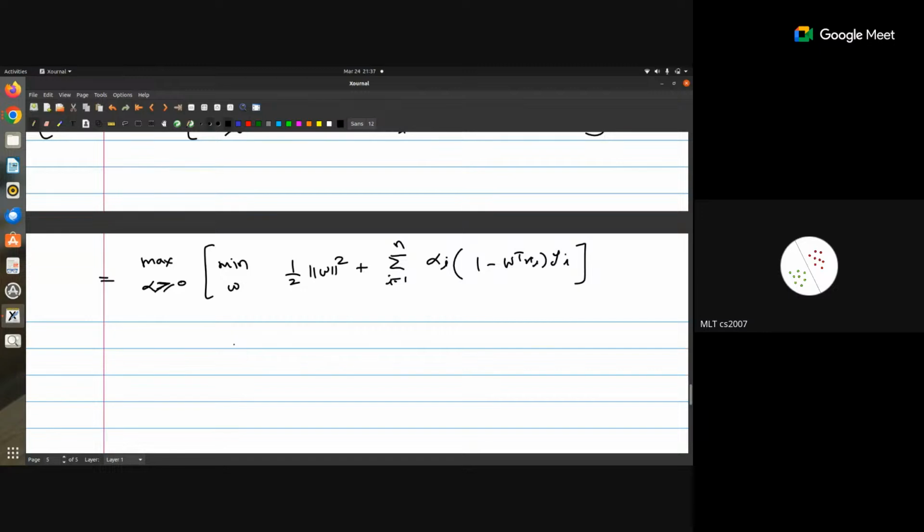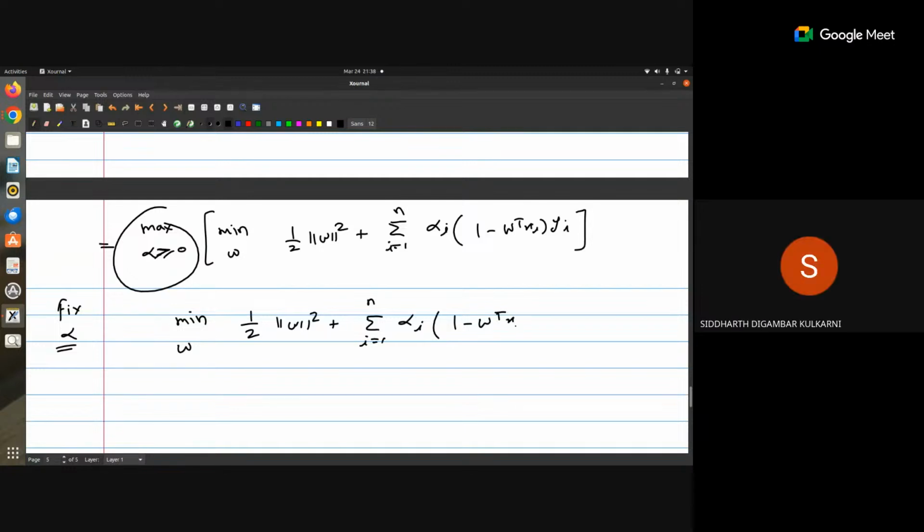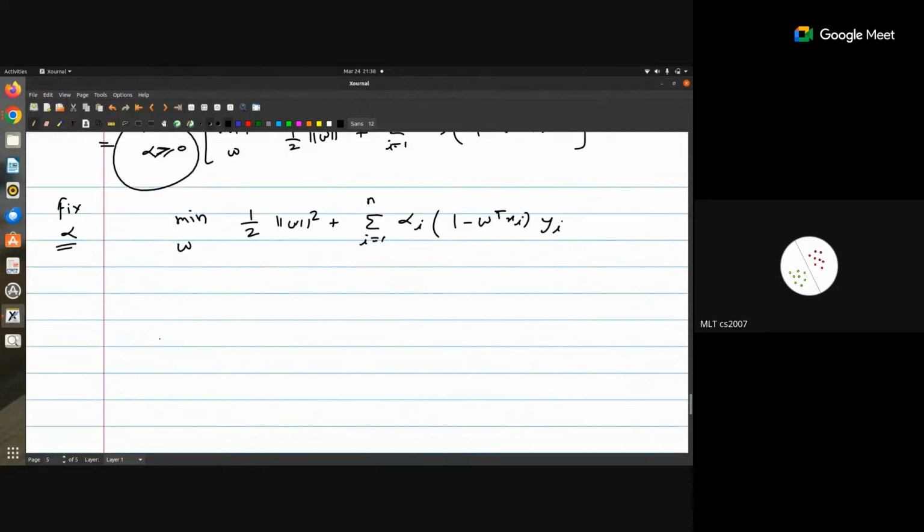So basically, when you solve this problem, if I fix some alpha here, what happens now? The problem will be minimize w. So how to solve this kind of problem? Both of them are convex functions. So a summation of convex functions will be convex. Is that correct? Yes, sir. So now this is the problem I wanted to solve, and this is the minimization problem.